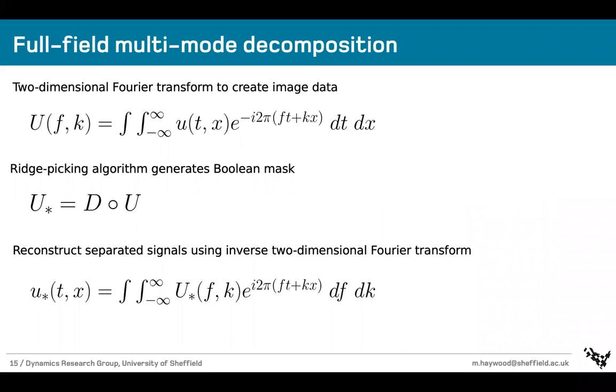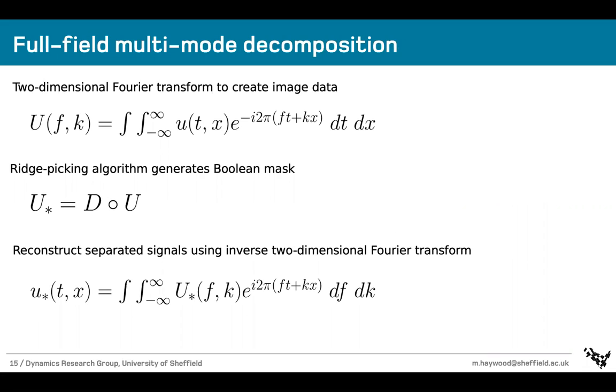So first thing is a full field multi-mode decomposition. Like I showed before, we do a simple 2D Fourier transform to create the image data. And then we use a simple ridge picking algorithm, which creates a Boolean mask over the image data, which you can then use. You essentially use this ridge picking algorithm to pick the modes that you want to reconstruct.